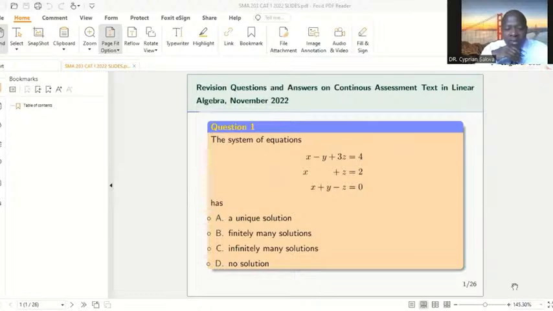The first question is here. We're supposed to tell whether this system here has a unique solution or whether it has infinitely many solutions. Part C, whether it has infinitely many solutions. And part D, whether it has no solution. Part B is whether it has finitely many solutions.